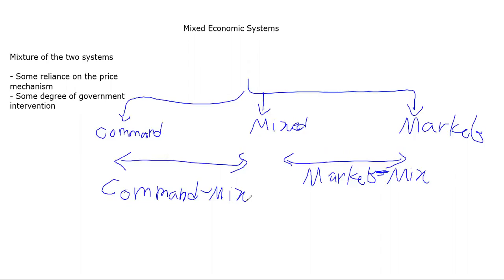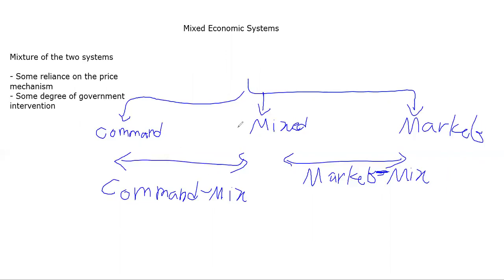A command mix would be those economies that have a greater degree of reliance on government intervention and so on. So countries like Zimbabwe, for example. North Korea would go a little too much on the end of the spectrum, but stuff like that.